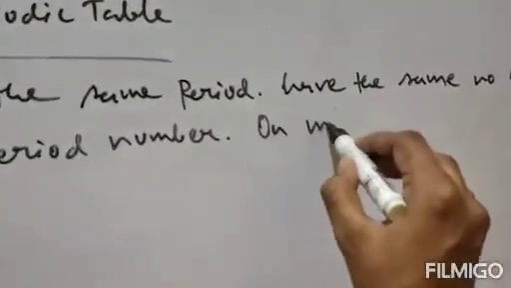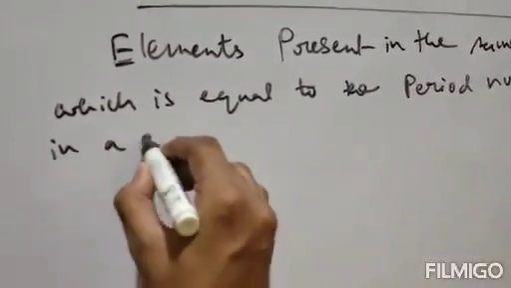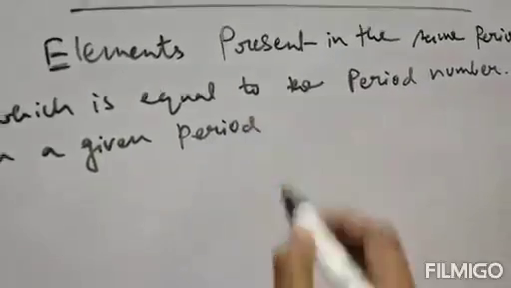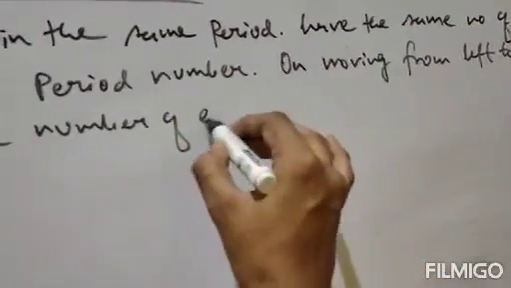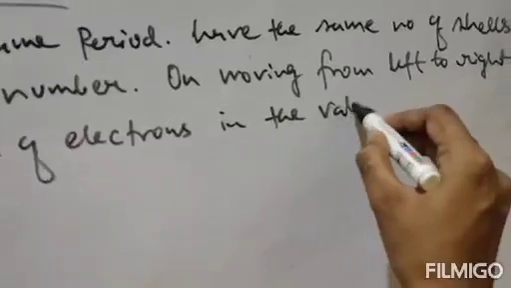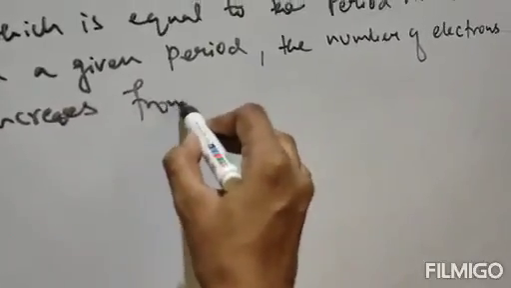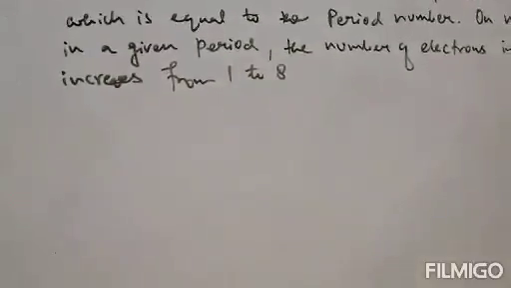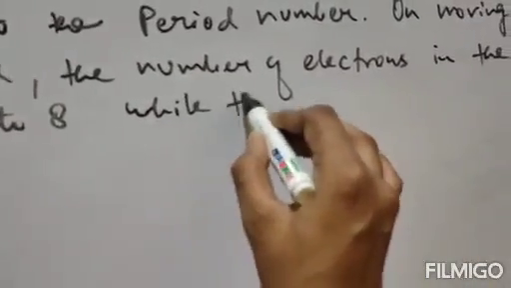On moving from left to right in a given period, the number of electrons in the valence shell increases, but it will increase from 1 up to 8, while the number of shells remains the same.